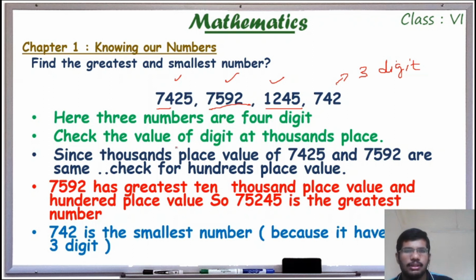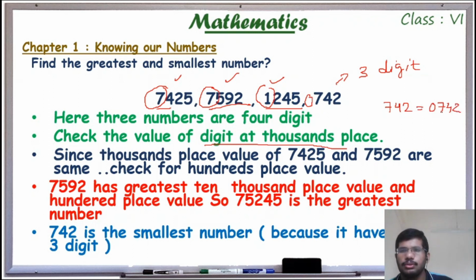We have to check the value of the digit at the thousands place because they are 4 digits. At the thousands place, we have 7 here, 7 here, 1 here, and 0 here, because 742 can be written as 0742. It is a 3 digit number, so the thousands place value is 0.